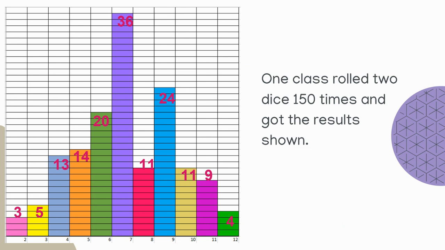Okay, so they rolled a 2 3 times, a 3 5 times, 13 times they rolled a 4, 36 times they rolled a 7, 4 times they rolled a 12, etc. Do these look like what you would expect? Kind of makes sense about the 7, right? Because if you think about all the different ways you can get a 7 with 2 dice, 1 and 6, 2 and 5, 3 and 4, 4 and 3, 5 and 2, 6 and 1. There's a lot more options for getting a 7 than there is for any other number. So it makes sense that that would be higher.